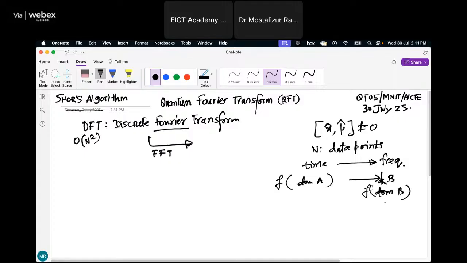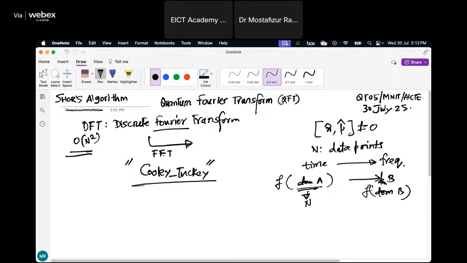So if the number of discrete data points in domain A is n, this functional mapping by the DFT takes order of n squared operations. One of the major breakthroughs in this DFT was around 1960 or 65, I forgot the exact date, by two scientists, Cooley and Tukey. Tukey was at IBM at that time.